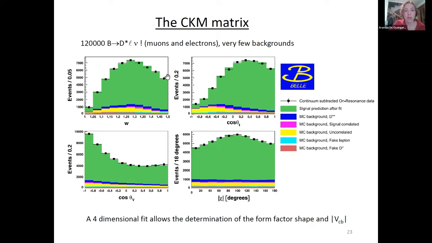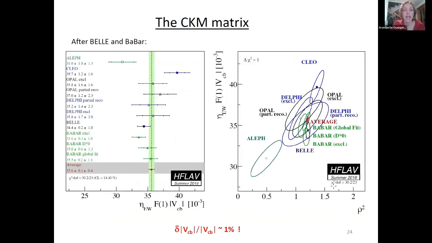You can see how well the data agrees with the predictions after the fit. And remember that we are extracting the Vcb from this zone, which is less populated. So this is the result at present for Vcb. You can see this was before from the LEP experiment, which had this error. Now compare how the B factories and Belle are performing, and at the end what we get.